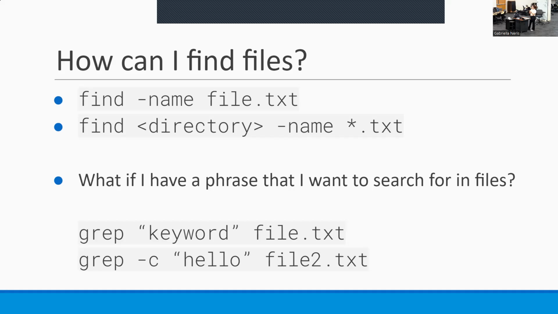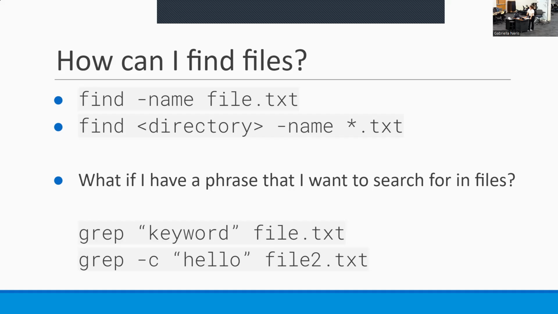And so what if you have a phrase that you want to search for within files? So you might not know the file name, but you want to find every single file that has a certain keyword in it. This comes in the grep command. So the grep command, you'll find it very, very useful as well. It can also be very complex, but with grep, if you want to find a specific keyword in file.txt, you're going to say grep keyword file.txt, and it'll tell you the exact line number that it's on.